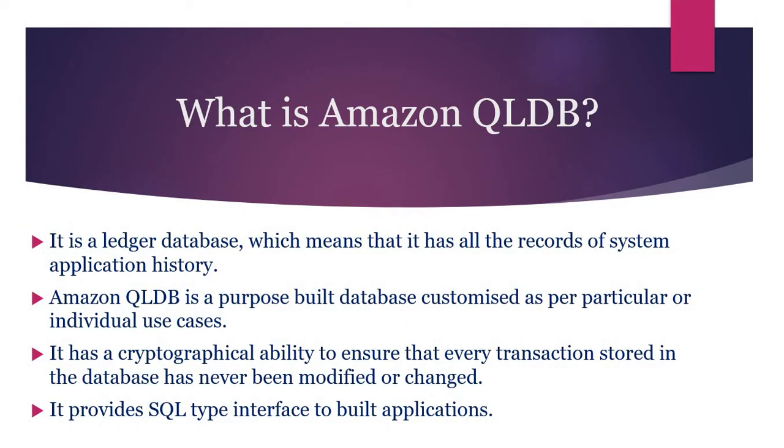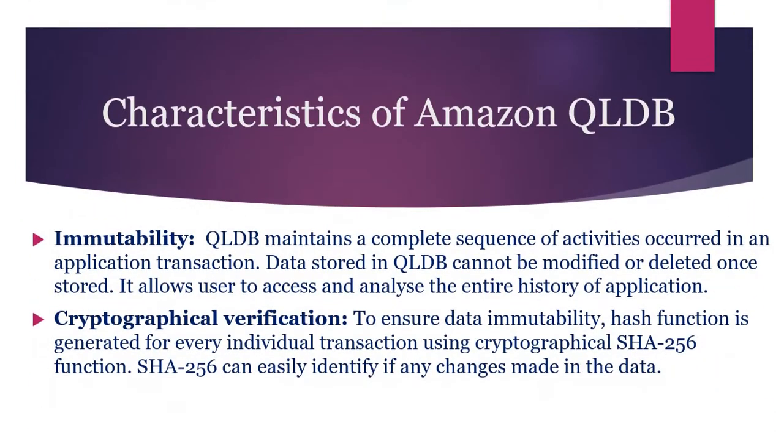Amazon QLDB is a ledger database. And what is a ledger? A ledger can be understood as a collection of sequenced data, for example, financial accounts or the registry log that we used earlier. Next, it is a purpose-built database which can be customized as per the organization's needs. It has an amazing cryptographic ability which makes sure that the data in the database is accurate and not modified. It provides a user-friendly SQL interface to build applications.